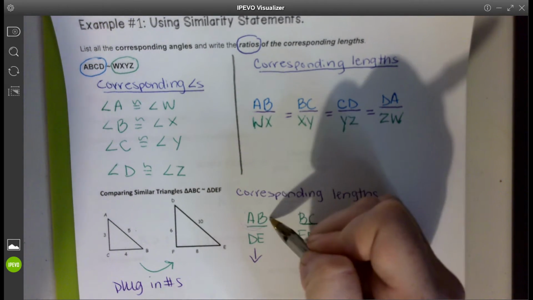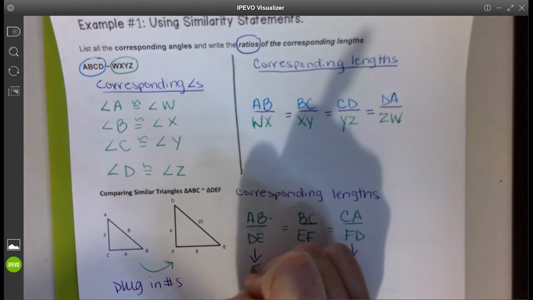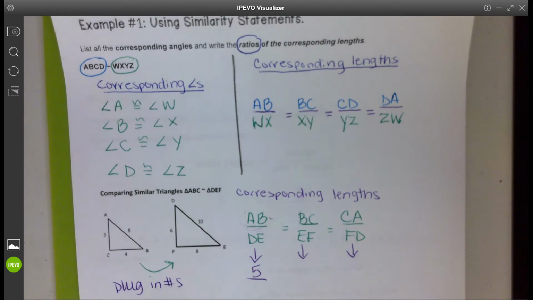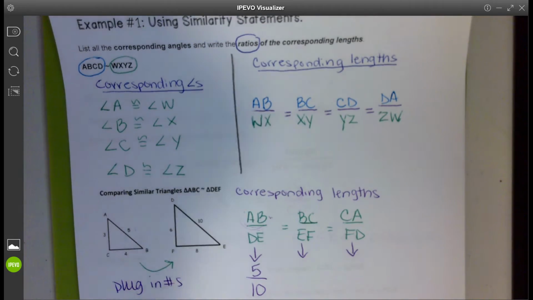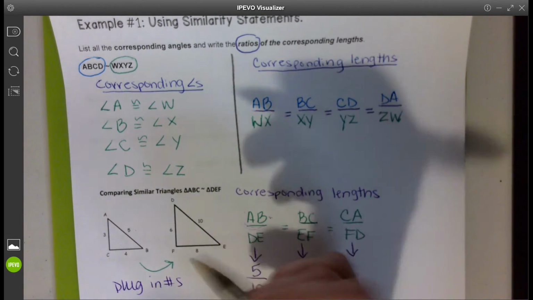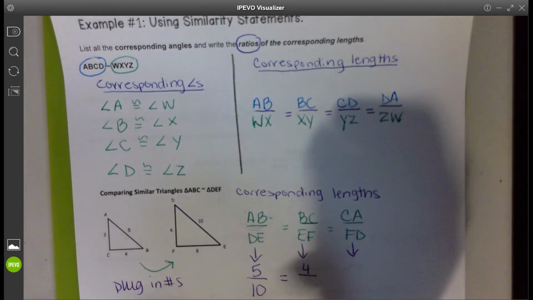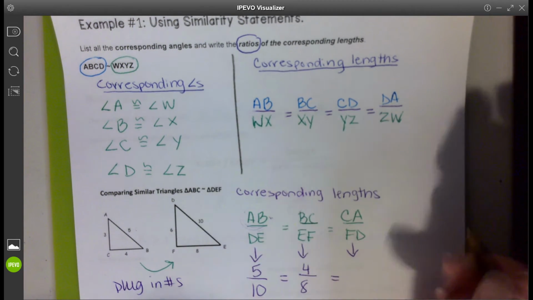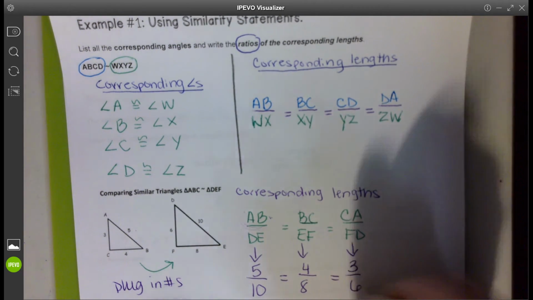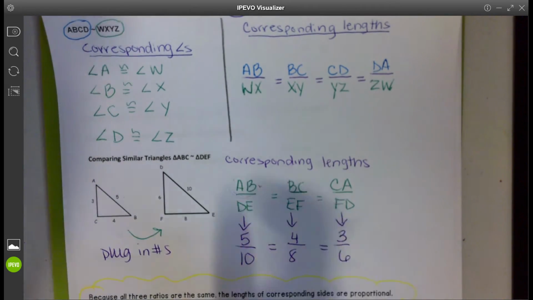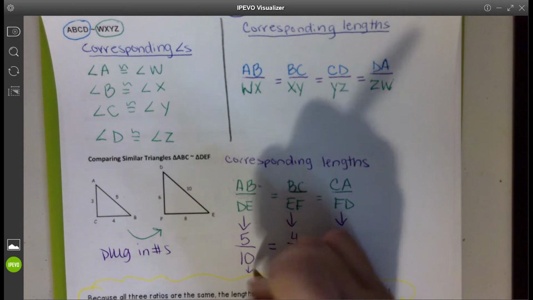So AB is a side length. So I'm going to go to my diagram, and here is AB. So it's going to be 5 over, and then I look up the value for DE, and that's 5 over 10. I'm going to continue that process throughout. So again, looking at my diagram, BC is the value of 4, EF is the value of 8, CA is 3, and FD is 6. Now, here we do have fractions. We do not leave it like this. We need to take it one step further, and we need to simplify.